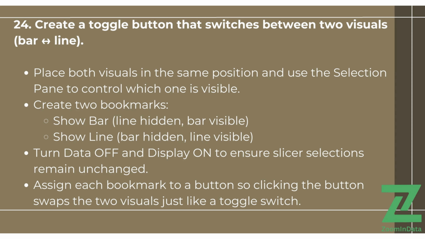and a line visual? To create a toggle switch, you first place both visuals in exactly the same position on the report page.